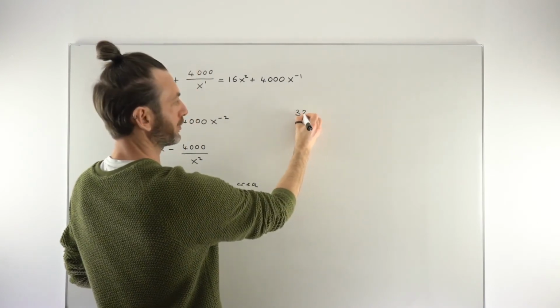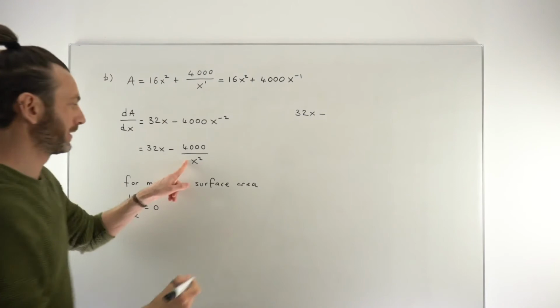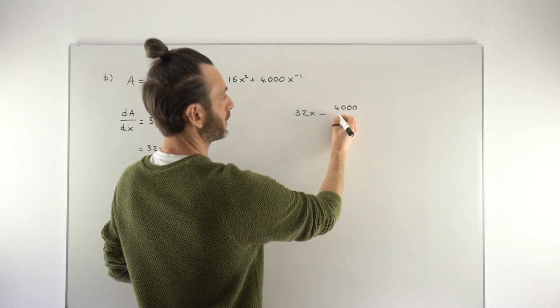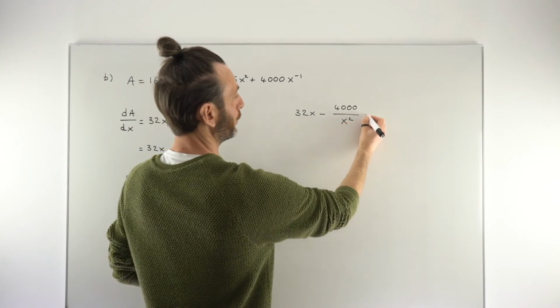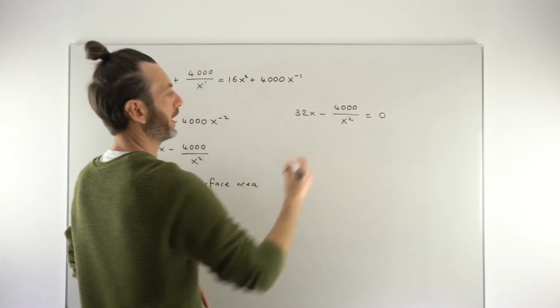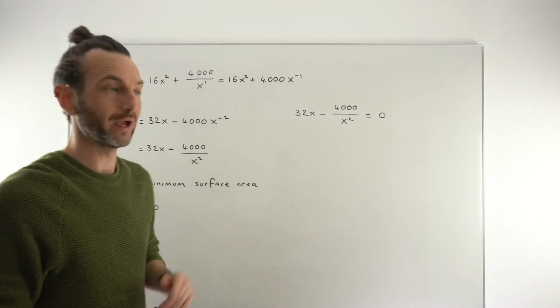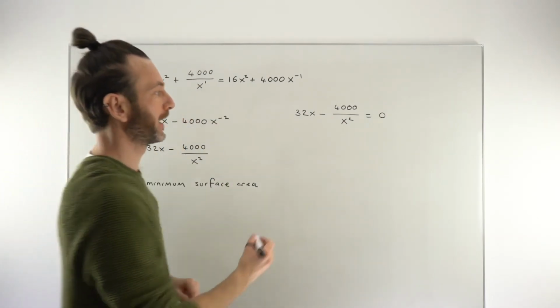So we've got our derivative, 32x minus 4,000 over x squared. And we're going to set that equal to 0. If we can then solve that, that will give us the key point, or points, the x values that either maximize or minimize the function.